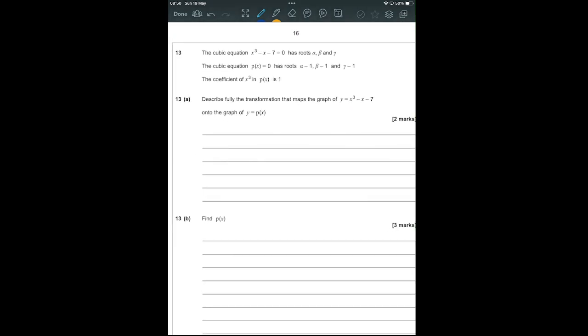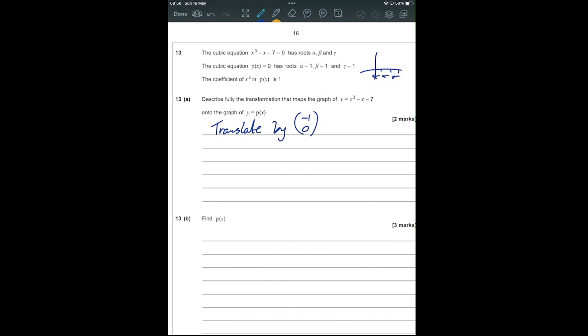We have our roots. Our cubic has roots alpha minus 1, beta minus 1, gamma minus 1. The coefficient in P is also 1. Describe the transformation that maps it. So the roots were at alpha, beta, and gamma. All of the roots have moved 1 to the left. So the whole graph had to move 1 to the left. So translate by (-1, 0).